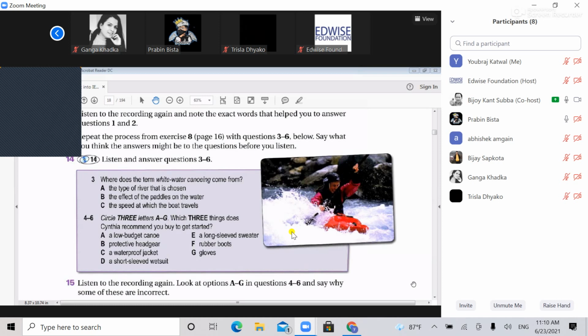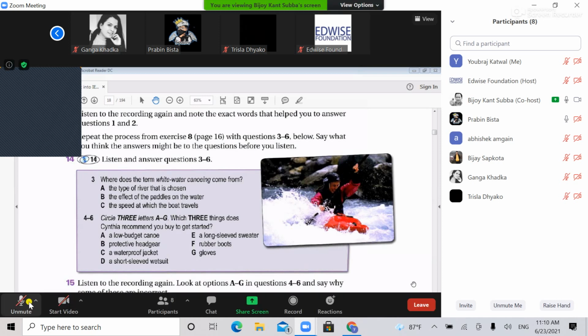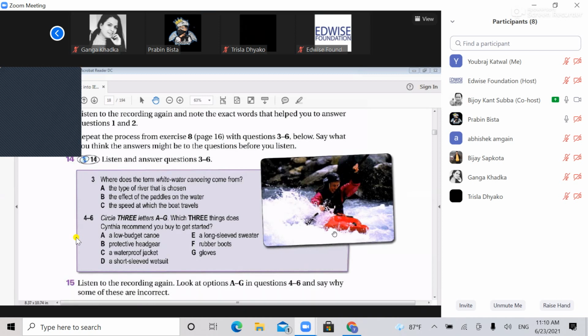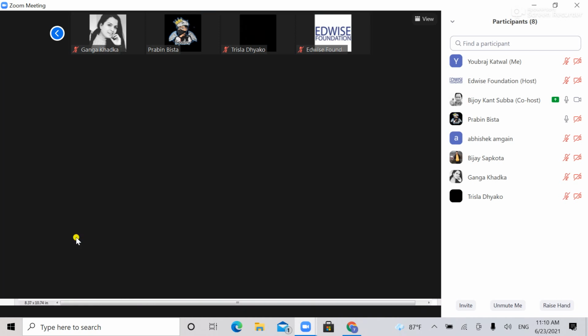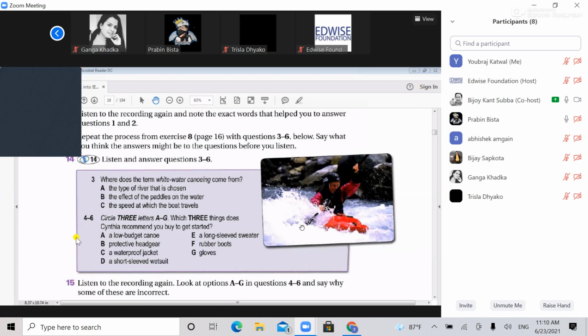All right. Number 3, where does the term whitewater canoeing come from? The effect of waves on the water. Imagine a picture of you paddling rapidly with a paddle, and as you paddle rapidly, you make a lot of froth, a lot of bubbles, and that's where the term whitewater canoeing comes from. So that was mentioned, you know?